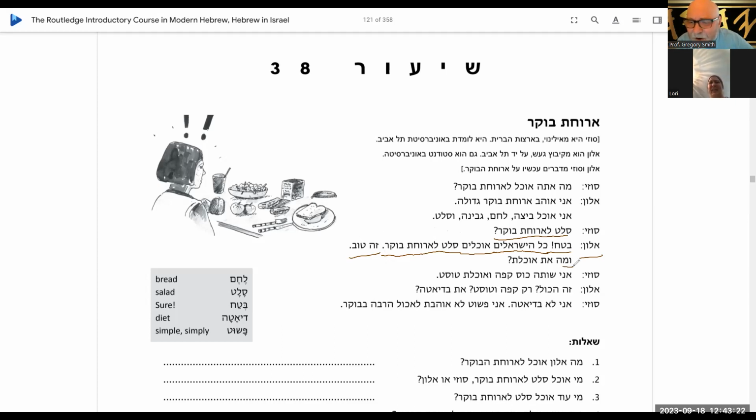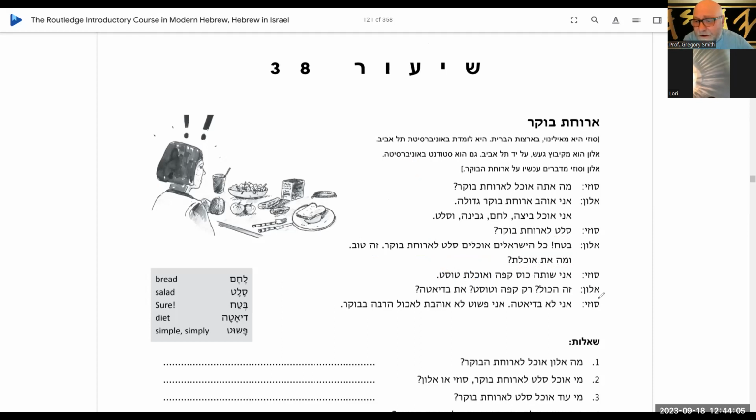And then he says, Vama at okelet, and what do you eat? And what does Susie say? Susie says, Ani shota kus, I drink kus cafe, that's a cup of coffee. Ve okelet looks like toast. That's actually a transliteration of an English word right there, toast. Okay, the okelet toast. And she says, I just drink coffee and toast. That's what I have for breakfast.